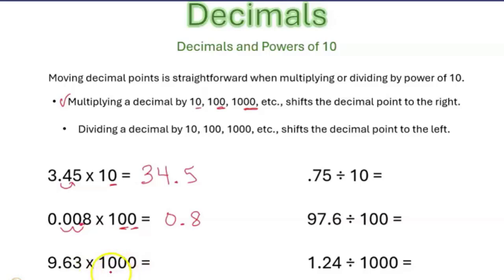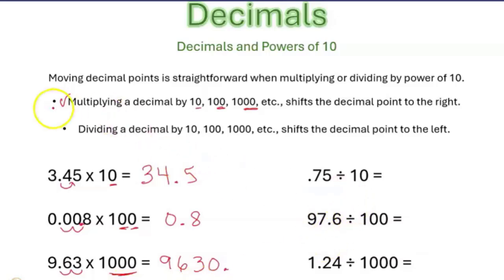And now here's another one. We have 3 zeros in 1,000. So that means we have to move this 3 places. There's 2, so what we need to do is add a 0 so we can do it 3 places. So this answer would become 9630, and the decimal point would go there. So it would be 9,630. And you really wouldn't even have to put the decimal point because once you multiply this by 1,000, it becomes just a whole number.